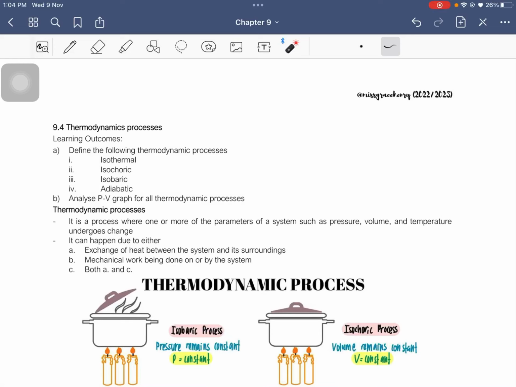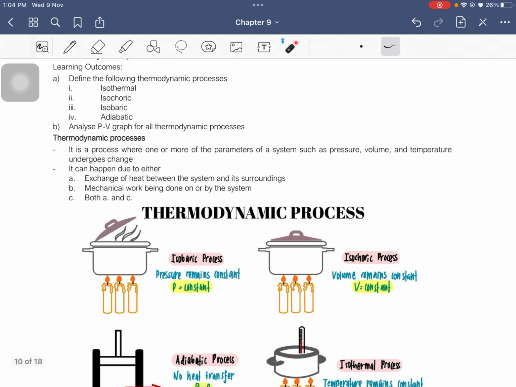Okay, subtopic number 4, which is on thermodynamic processes. We have to be able to define the following thermodynamic processes: isothermal, isochoric, isobaric, and adiabatic. And lastly, you have to analyze the PV graph for all thermodynamic processes.